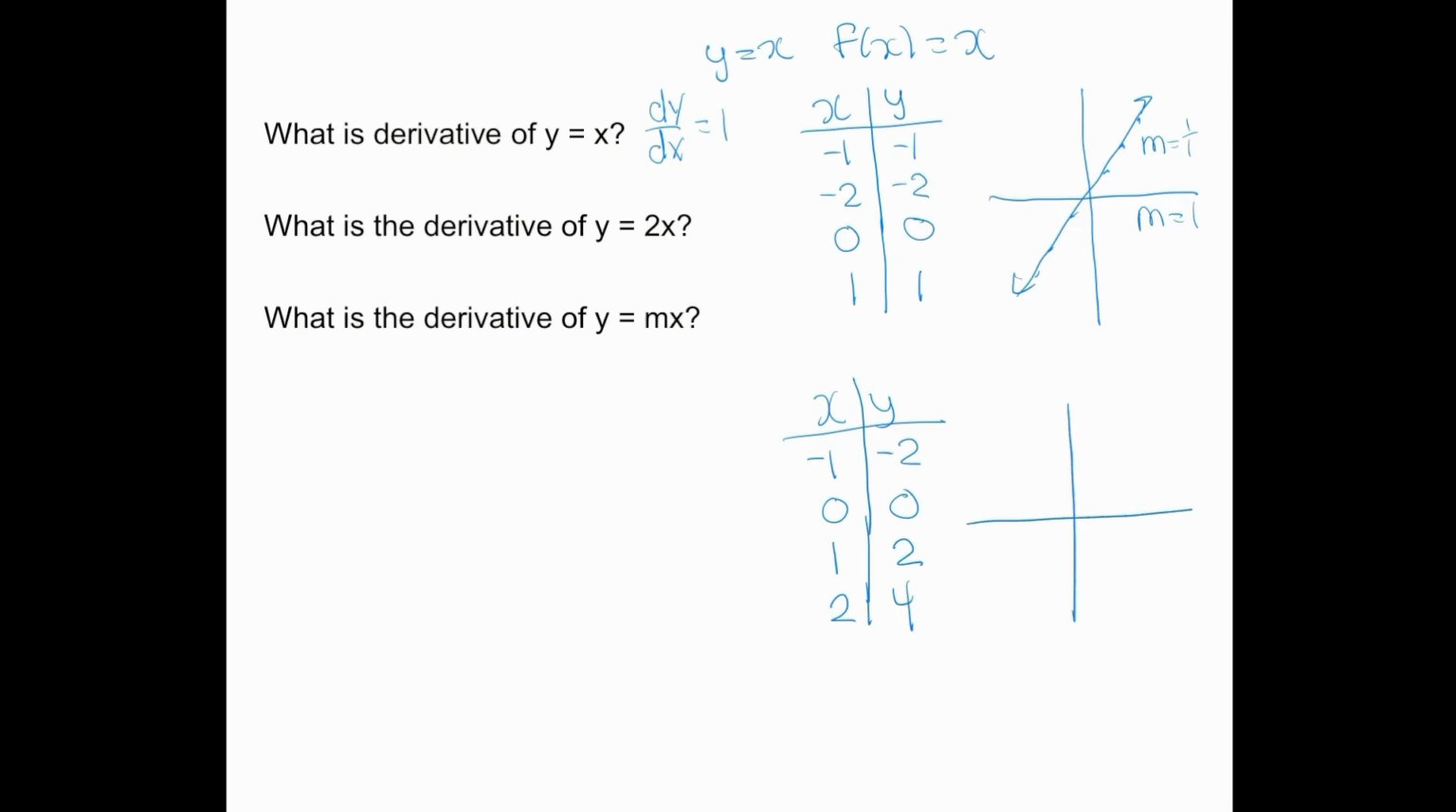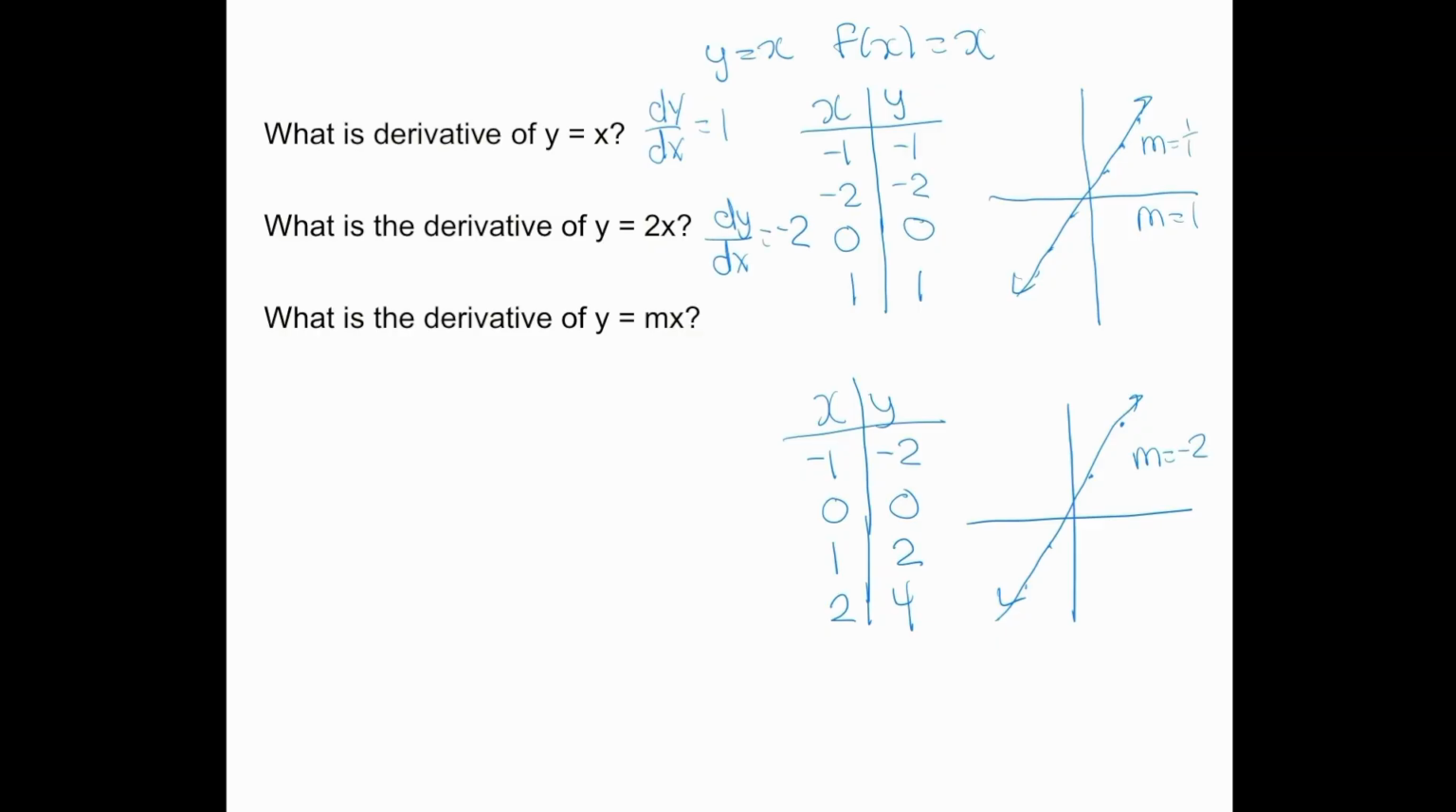We can graph this again, 1 and 2. We see it's a little bit steeper. And our slope for this one is equal to negative 2. So what's the derivative of y equals 2x? Well, it's dy over dx equals negative 2.